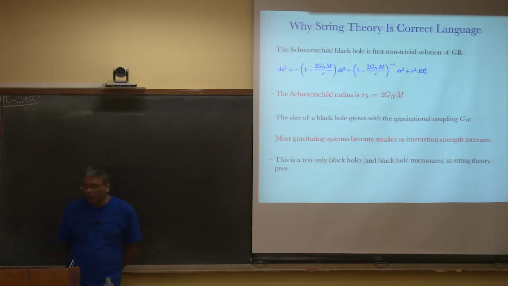Okay, so this is probably unnecessary in this audience, but string theory is manifestly the correct language for thinking about black holes. And this is clear because we know that the radius of a black hole scales with the Newton coupling. If you take most gravitational systems and you make the Newton coupling stronger, they'll become smaller. For example, planetary orbits will become smaller if you increase the Newton coupling, whereas black holes get larger with G Newton. And this is a test that black holes and black hole microstates in string theory pass. They also become larger as you scale the Newton coupling larger. So it seems that string theory is definitely the correct language for discussing this type of physics.